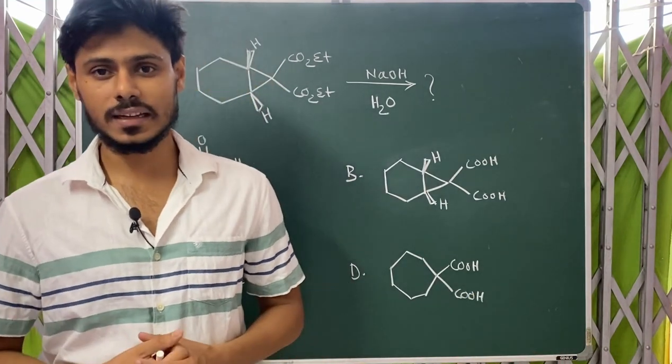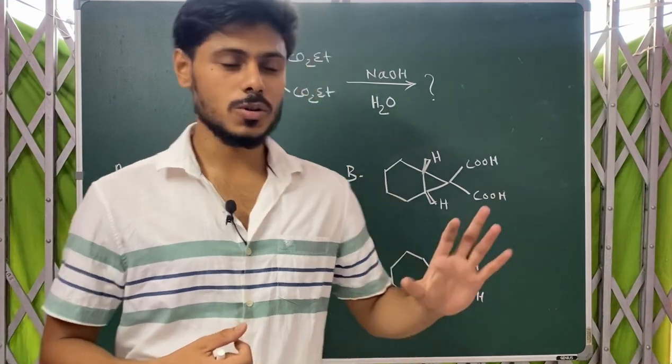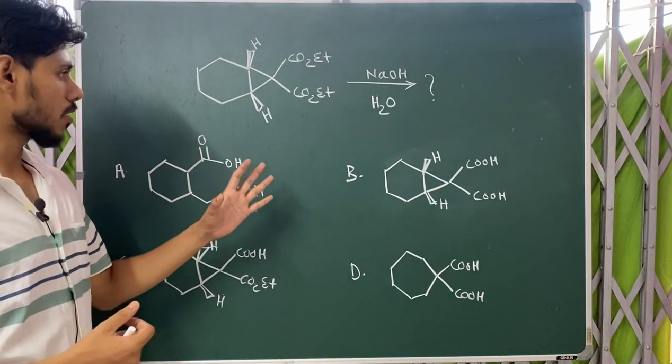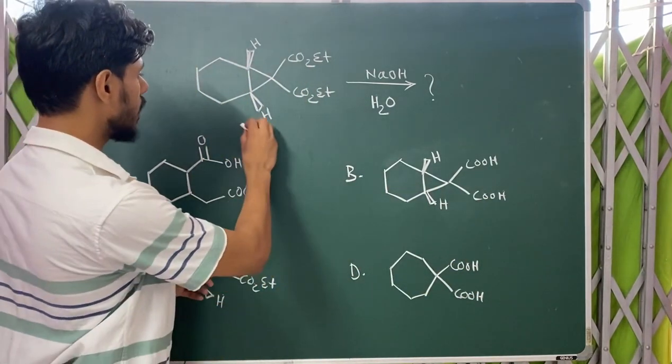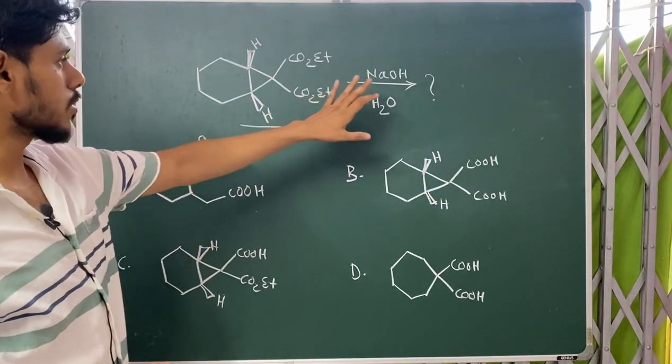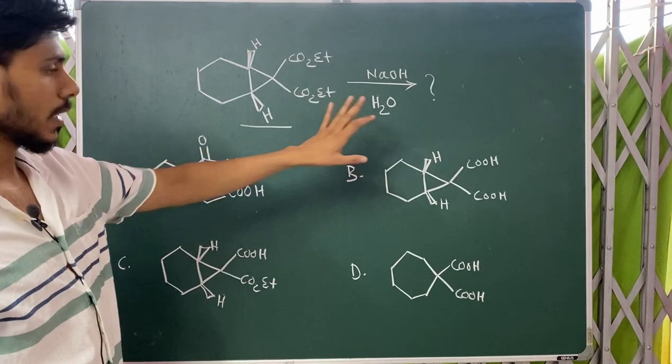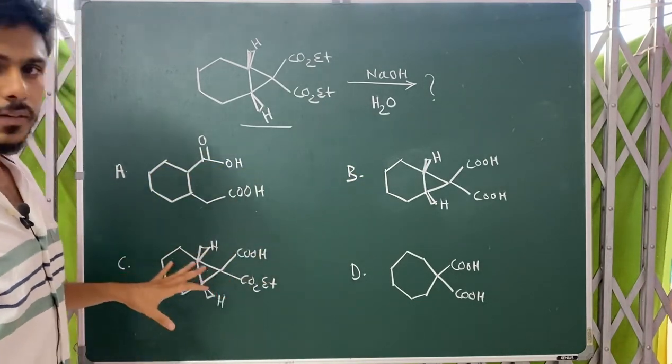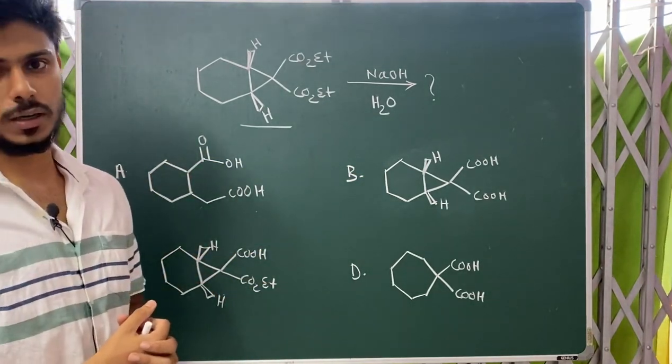So without further delay, let's start today's topic. You can see this is our question. In this question you are given this diester compound, and it is treated with sodium hydroxide and water, and four options are given. So what will be the correct product?